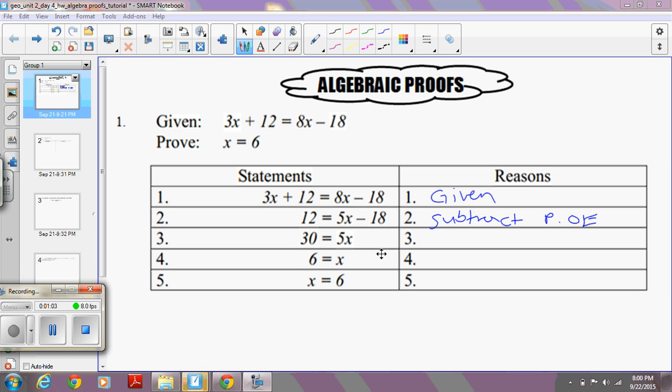And then to go from step 2 to step 3, I noticed I no longer have 12 and 18 anymore, but I have 30. And in order to get 30 from 12 and 18, you have to add. So you use the addition property of equality.